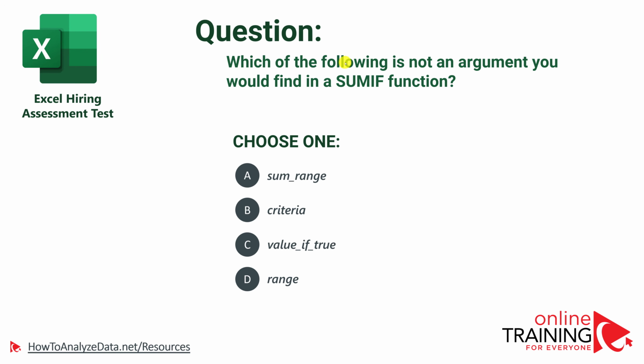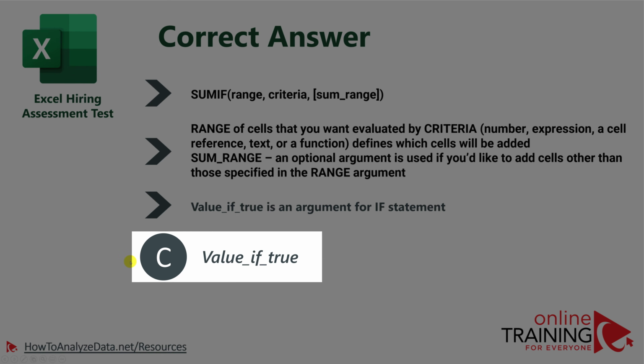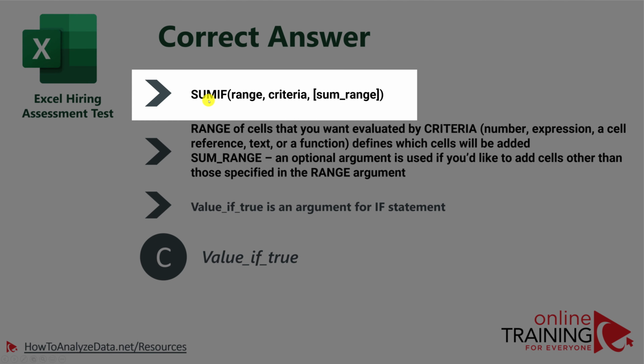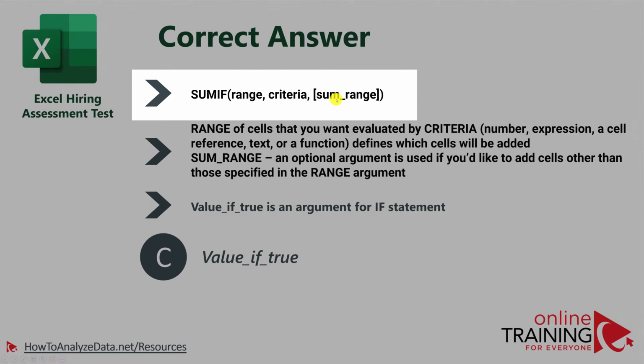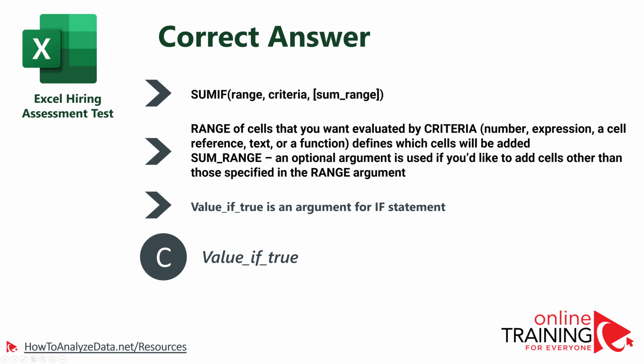Because the question is asking which of the following is not an argument, you must have figured out the answer by now. And the correct answer is C, value if true, which is not part of the syntax of the SUMIF formula, which only contains range, criteria, and sum range arguments. Hopefully you've got this one right.